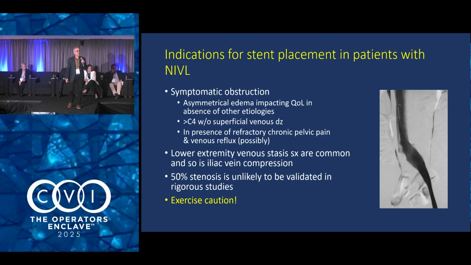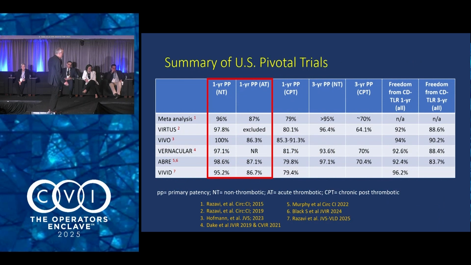This 50% obstruction that we all used to talk about is not going to get more than likely validated in rigorous studies. That is not sufficient. We need to retire that. So exercise caution. Having said that, you may say, well, look at the results of the pivotal trials in the Nivelle patients, May-Thurner. They all look fantastic. They're all 95, 96% one-year patency. So what are you talking about? Exercise caution. The results are excellent.